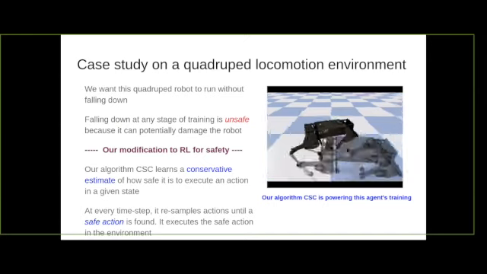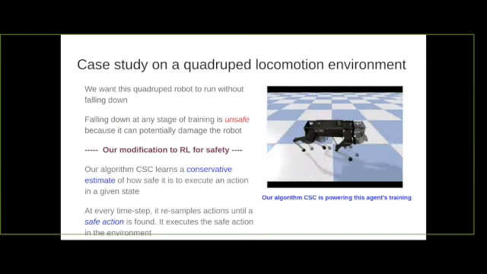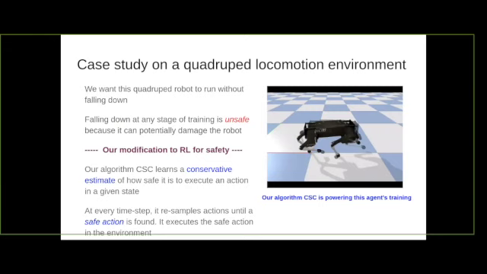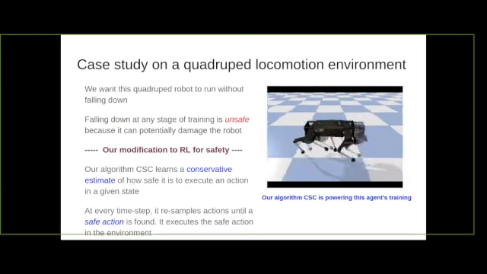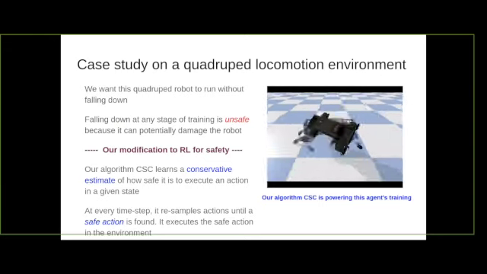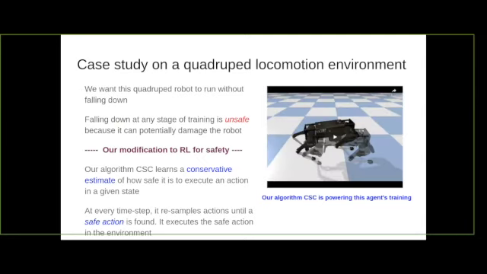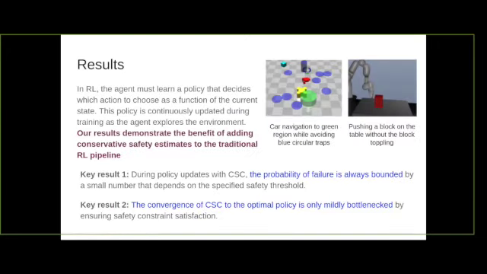So conservative safety critics, in short CSC, learns a conservative estimate of how safe it is to execute a certain action in the environment at a certain state. In this way, by overestimating the probability of failure, that is by being conservative with respect to how safe it is, the agent resamples actions until a safe action is found and then executes that action in the environment. So the ultimate objective is to learn a policy that takes in a state as input and outputs an action.